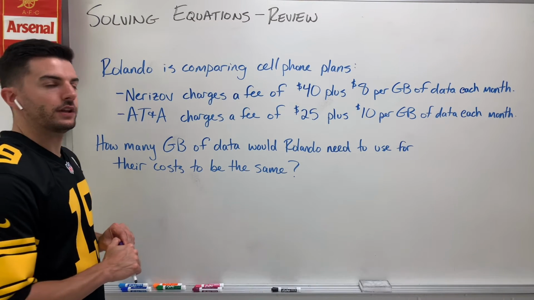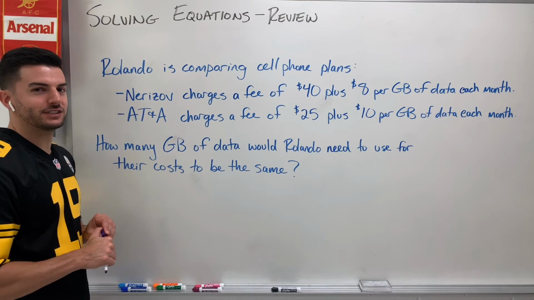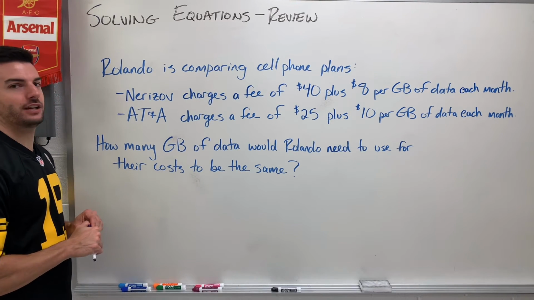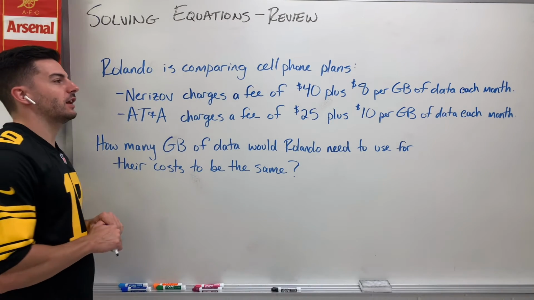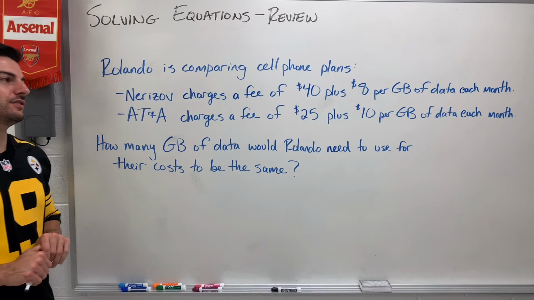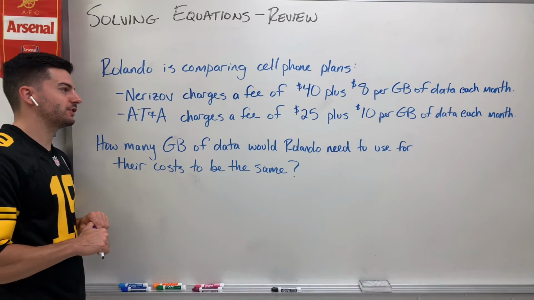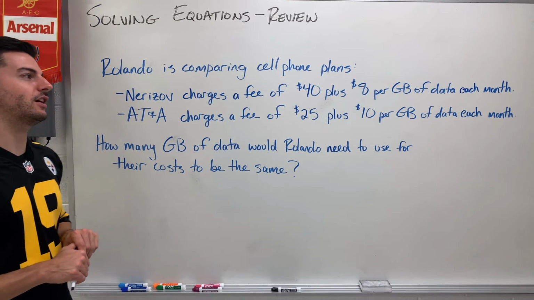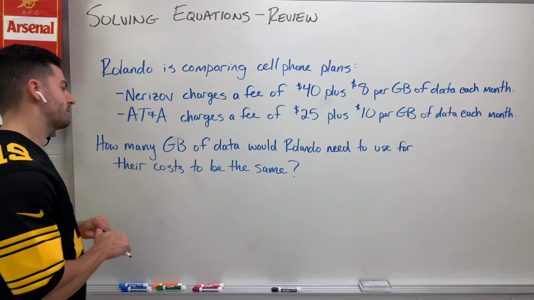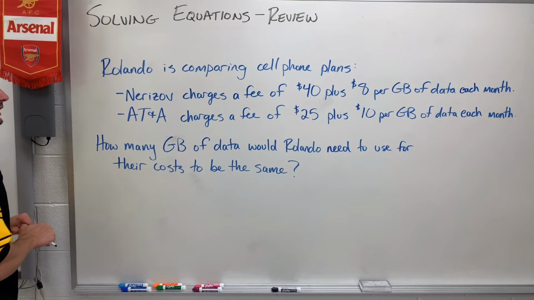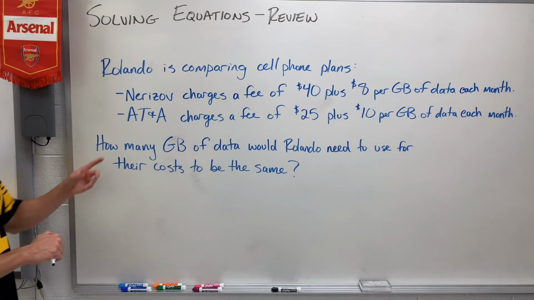Okay, so just reading through this, it says Rolando is comparing cell phone plans. He's getting a phone, he's getting it all himself. So he's trying to pick the right one. Narizov charges a fee of $40 plus $8 per gigabyte of data each month. And then AT&A charges a fee of $25 plus $10 per gigabyte of data each month. Okay, and so it's asking how many gigabytes of data would Rolando need to use for their costs to be the same between the 2 companies.